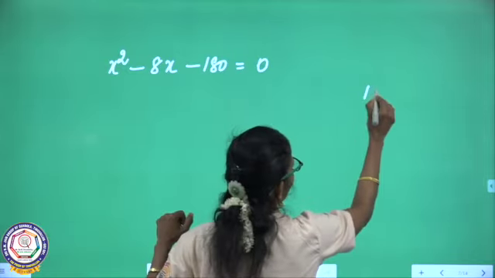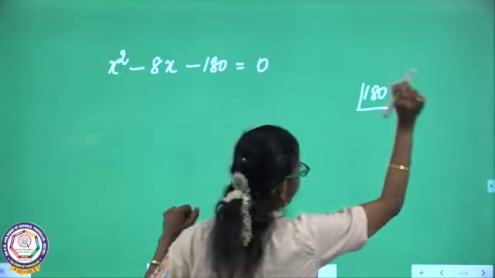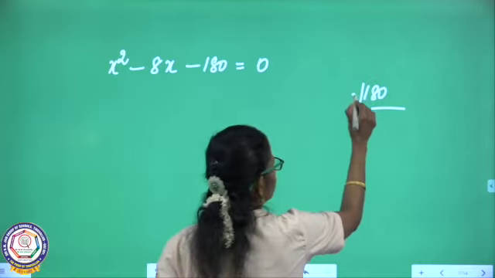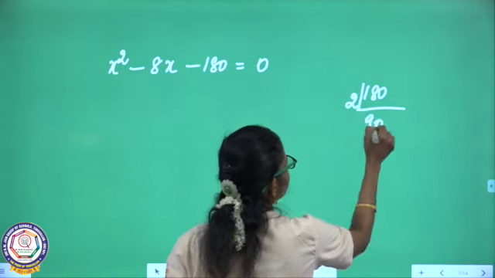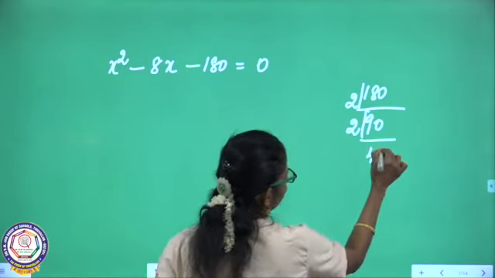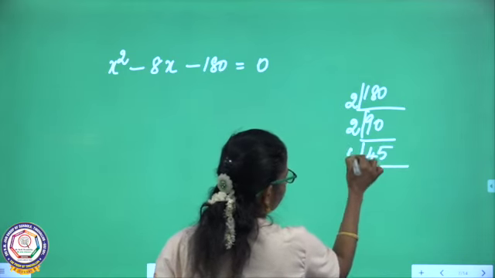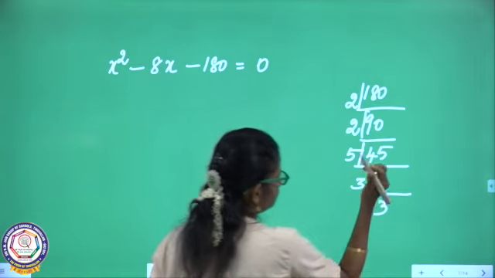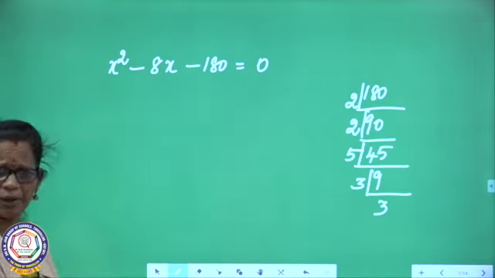180, you have to write the thing on the right side, make the L-shaped division. 2, 2, 45, 5, 9, 3, 3. If you practice, you can make wonders, right? Now you have to write the possibilities.